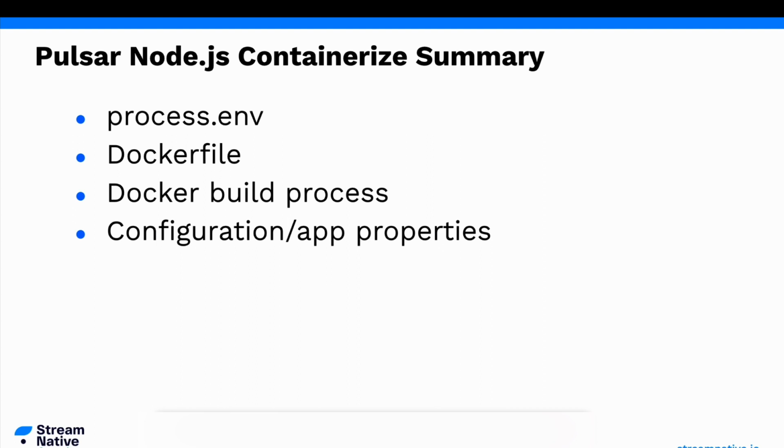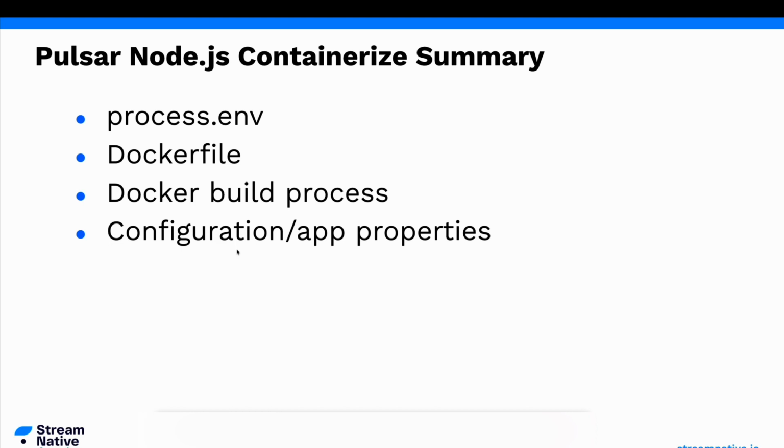So if you want to consume or produce different topics, you can put the topic name with process.env. And then you build a Dockerfile, and you need to understand the Docker build process.